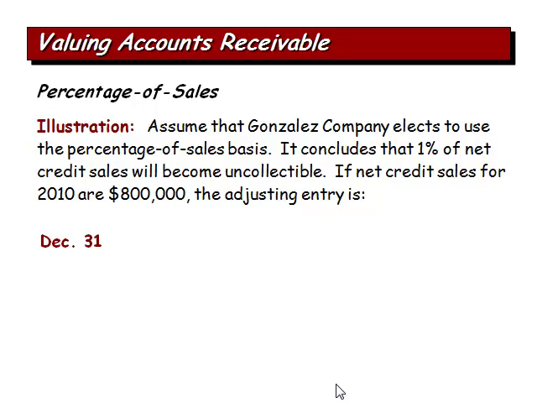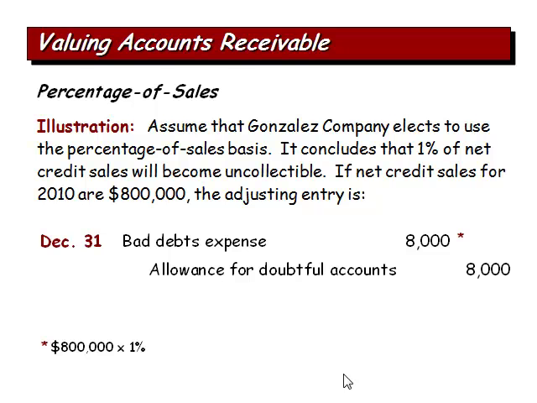So, percentage of sales. Assume that Gonzalez Company elects to use the percentage of sales basis. It concludes, hopefully its credit manager and some other folks concluded, that 1% of net credit sales will become uncollectible. If net credit sales for 2010 are $800,000, then the adjusting entry is a debit to bad debt expense of $8,000, and a credit to allowance for doubtful accounts of $8,000.